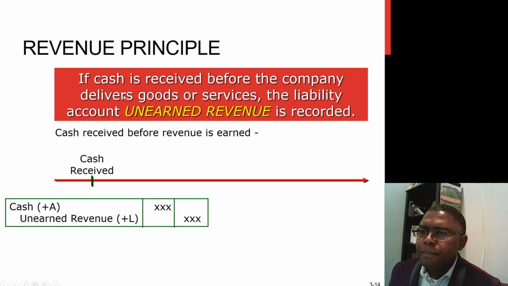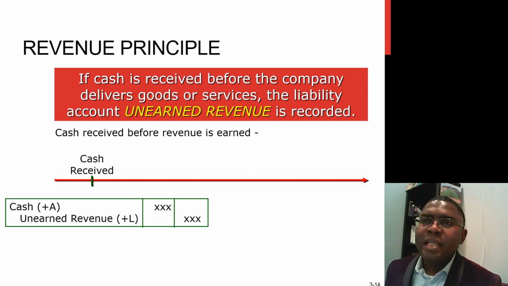So the first broad example we want to look at is if cash is received before a company delivers goods or services. If we receive cash ahead of delivery of goods and services, that becomes a liability for the company, because you have received that cash and you still need to render service, or you still need to deliver goods. So we'll call that unearned revenue. The account that will be affected is called unearned revenue, and this unearned revenue is actually a liability.